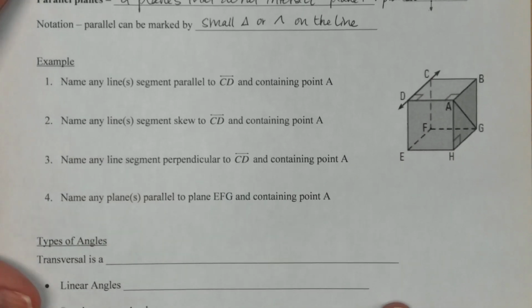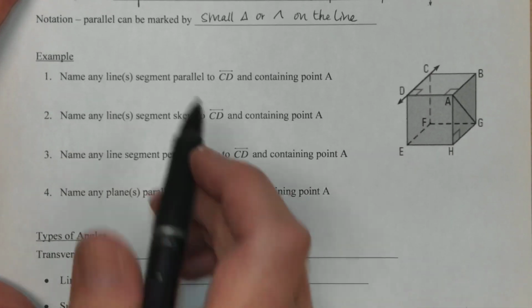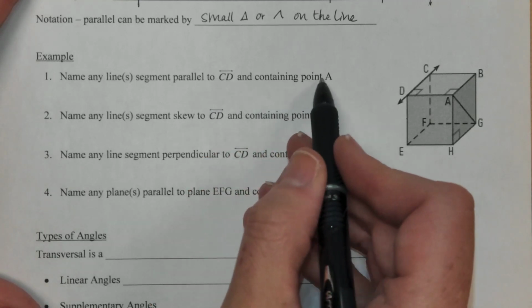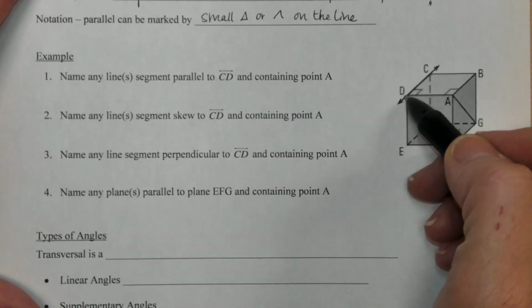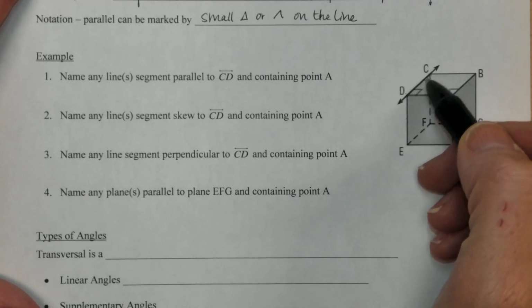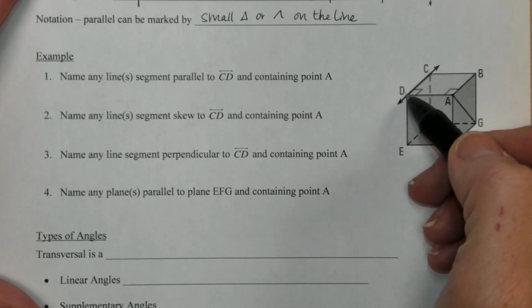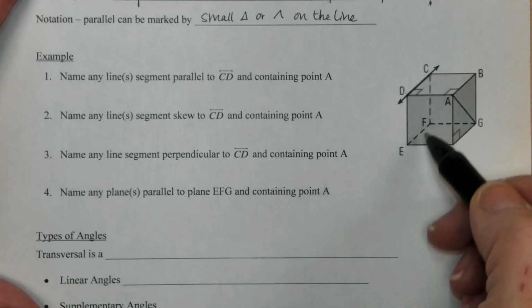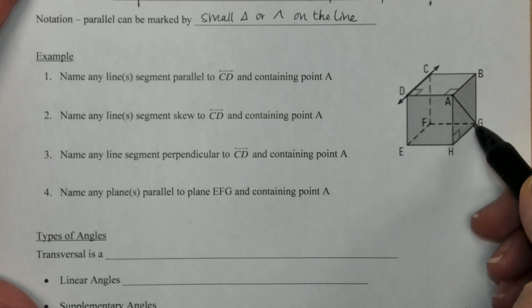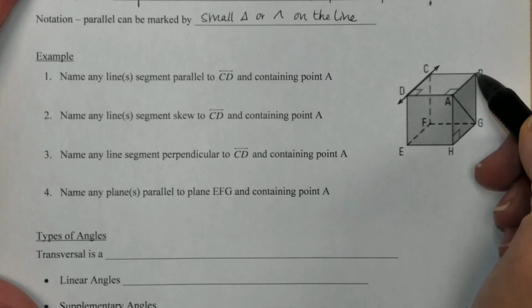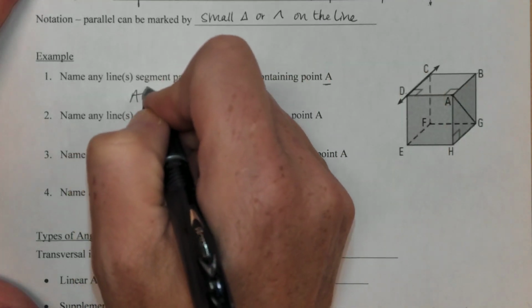So now let's just do a couple examples using all those different words. Name any line segment parallel to CD, but it has to go through A. So here's CD, here's A, and I just need to be parallel to CD, so I have to do the same slope. I have to do the same kind of angle here. So it could be EF, could be HG, but the one we want is AB because it goes through A. So AB.